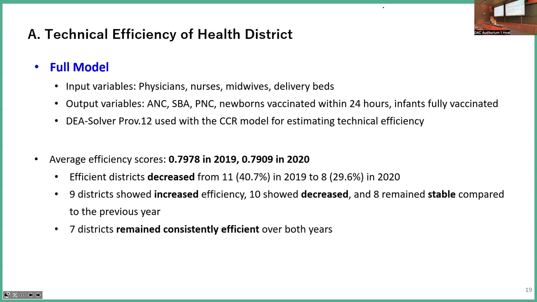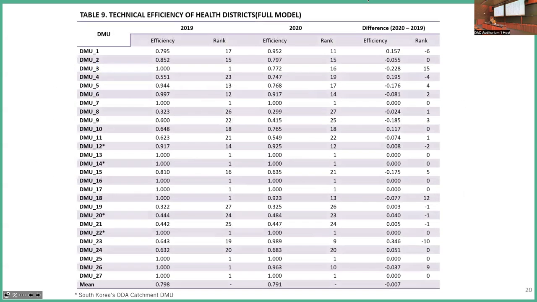In our first model, the average efficiency scores range from 0 to 1. An efficiency score of 1 means that the health district is efficient. The number of efficient health districts decreased from 11 in 2019 to 8 because of the pandemic, as you can imagine. The average score was 0.7978 in 2019 and 0.7909 in 2020. And 7 districts remained efficient over both years. So you can see the efficiency scores here. The bottom line shows the mean efficiency score. It decreased from 2019 to 2020, and it shows the rank.